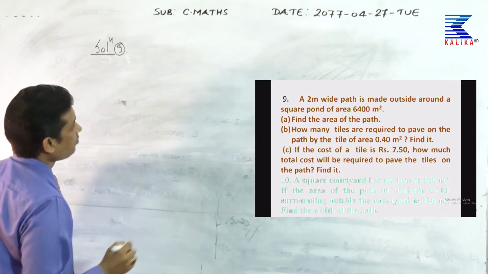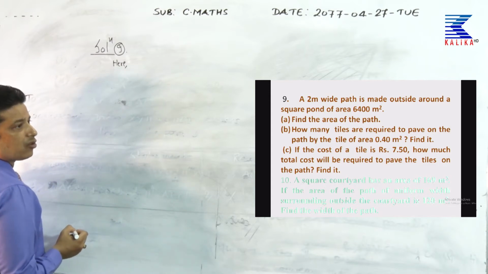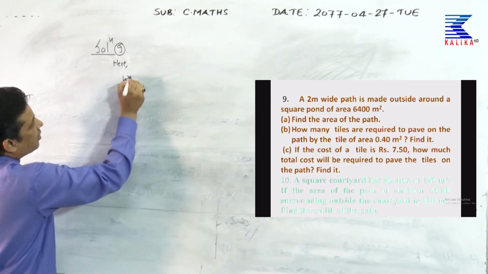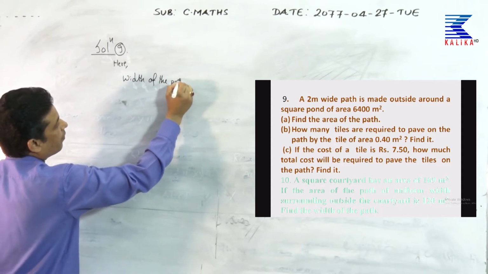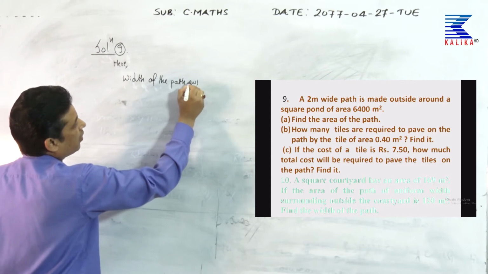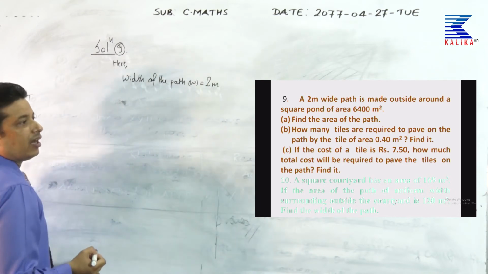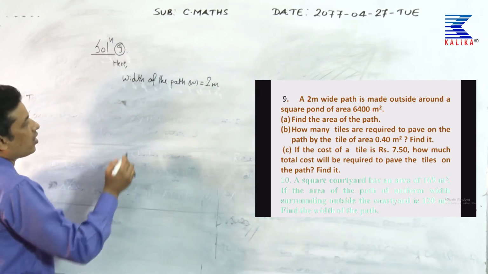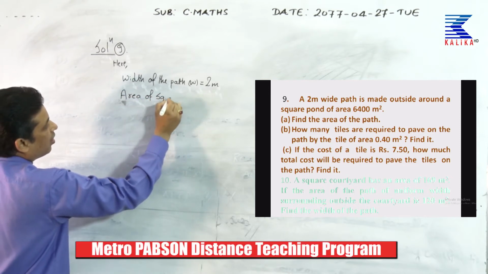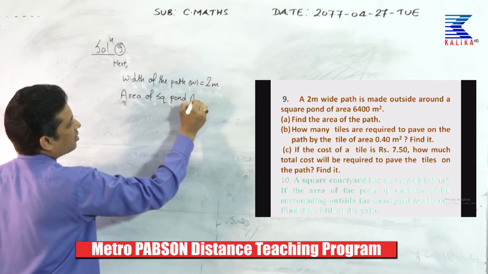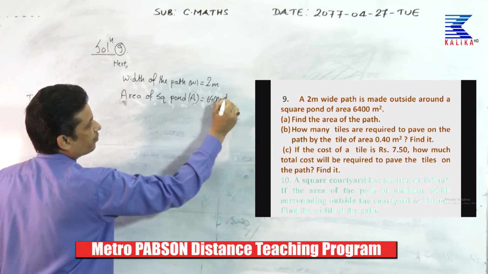Question number 9. Here, 2 meter wide path, the width of the path w is equal to 2 meter, and area of square pond is given. Area of square pond, let us write A1, is equal to 6400 square meter.